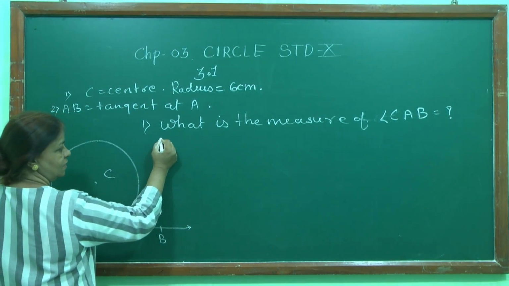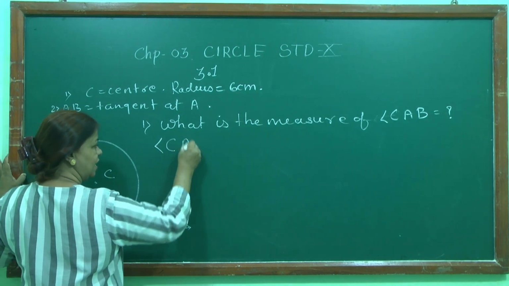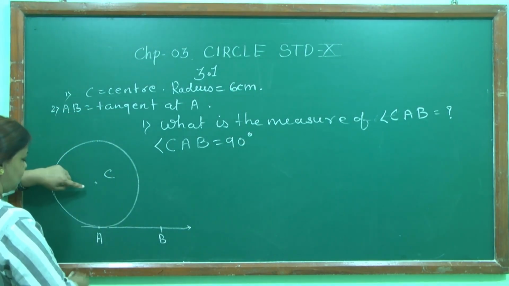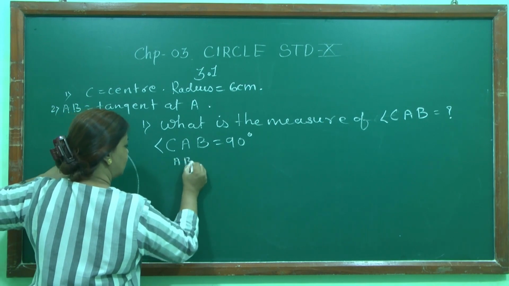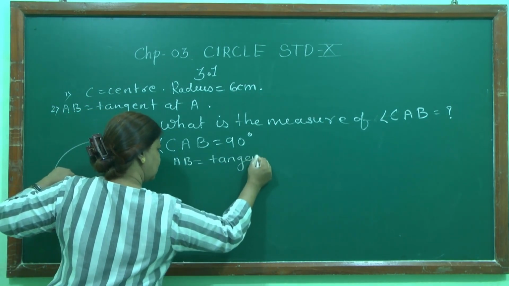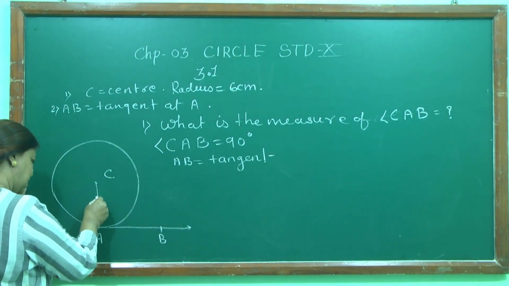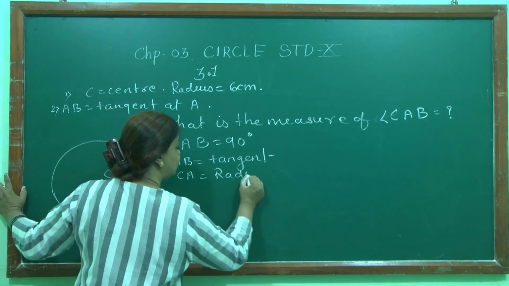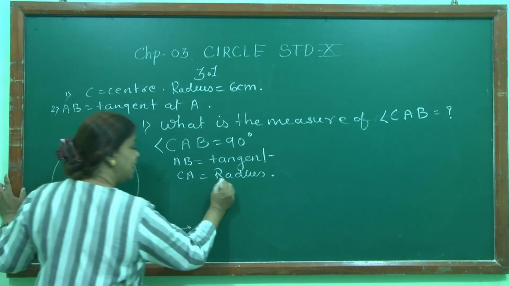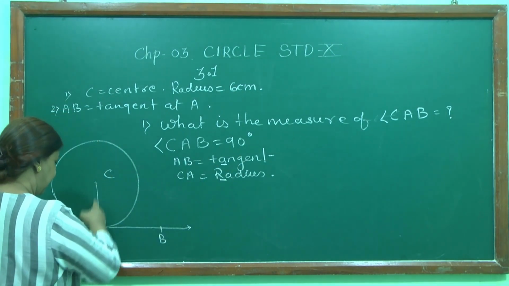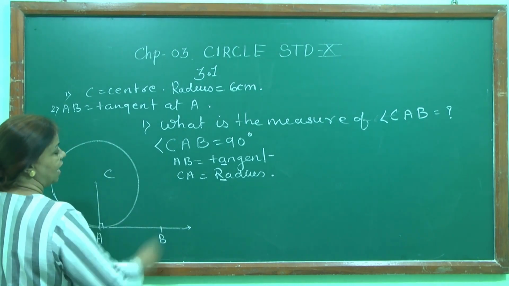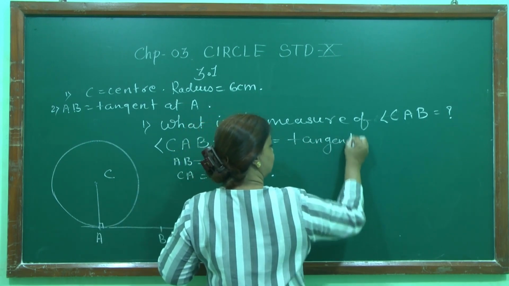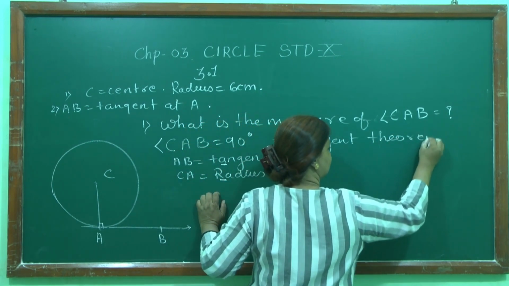So, children, angle CAB is equal to 90 degrees. Why? Because AB is a tangent, and if I join C and A, CA is going to be the radius, and a radius is always perpendicular to the tangent. Therefore CAB is going to be 90 degrees. We can write here: tangent theorem.